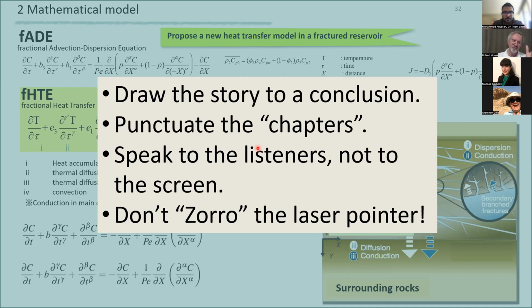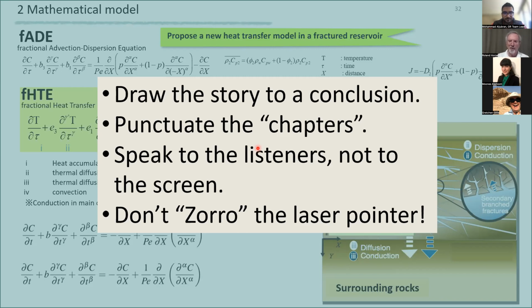We've moved from topic number 1, which was the laboratory model. Now we're talking topic number 2, which is the mathematical model. And that gives the audience a sense of where they are in the presentation.